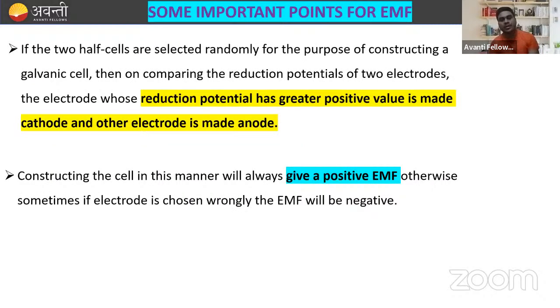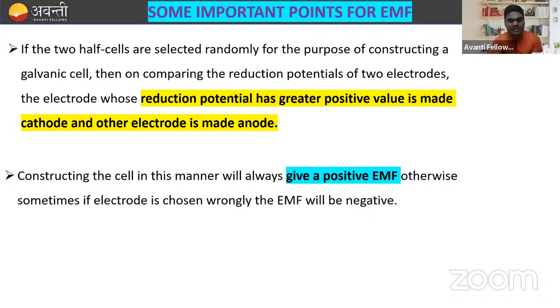Good. Now some important points for EMF. If two half cells are selected randomly for the purpose of constructing a galvanic cell, then on comparing the reduction potentials of the two electrodes, the electrode whose reduction potential has a greater positive value is made the cathode and the other electrode is made the anode, right?